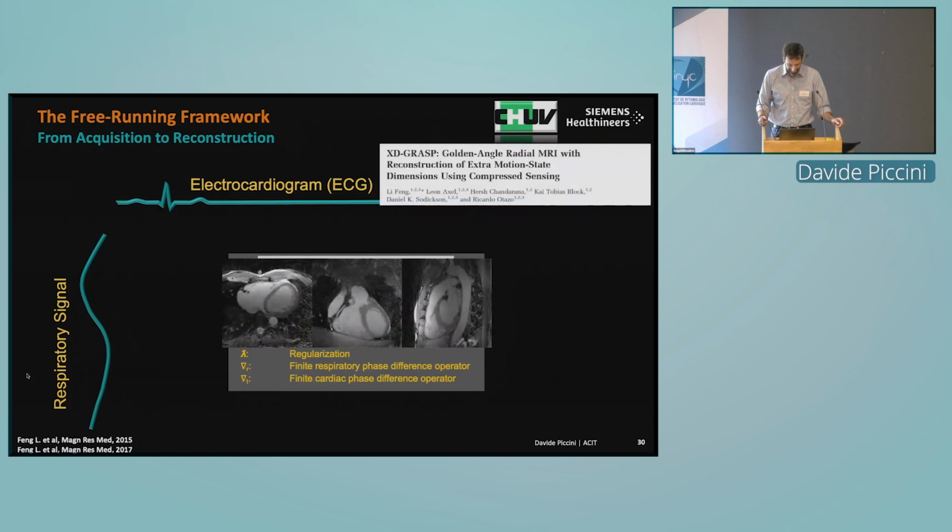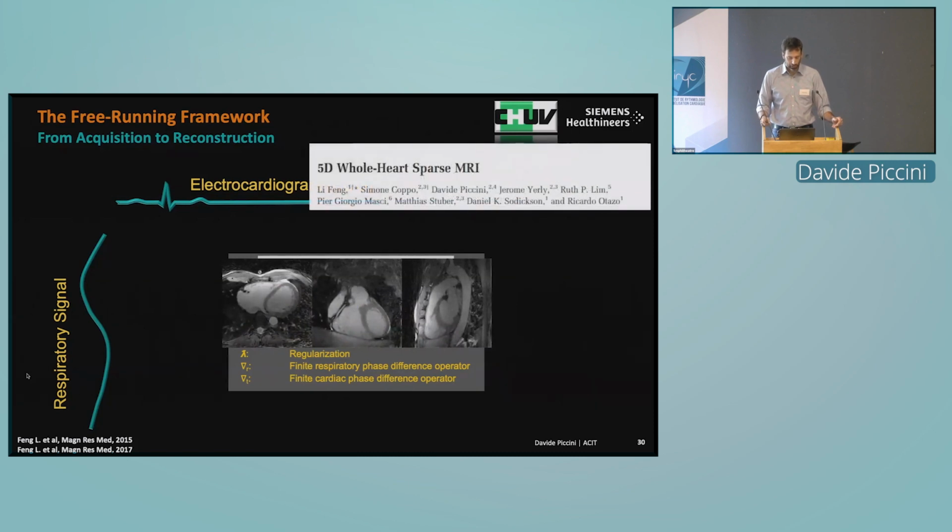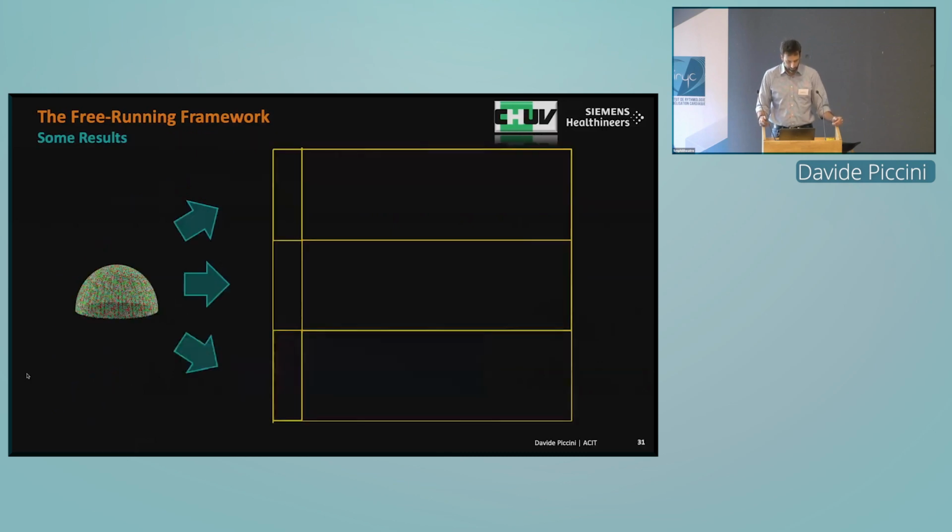Yeah, this one. The first idea of using physiology as a temporal dimension came from NYU, from Li Feng, with this XT-GRASP paper that we then extended. And indeed, with them, we had the first 5D or large sparse MRI, the first trial of this, combining the idea of Simone of having this continuous 3D radial acquisition with this reconstruction.